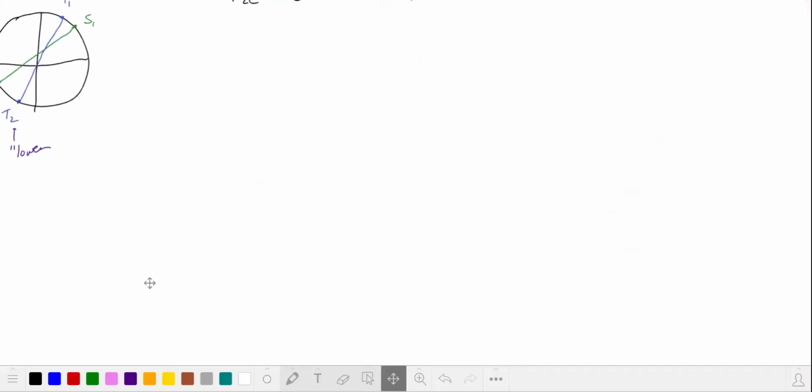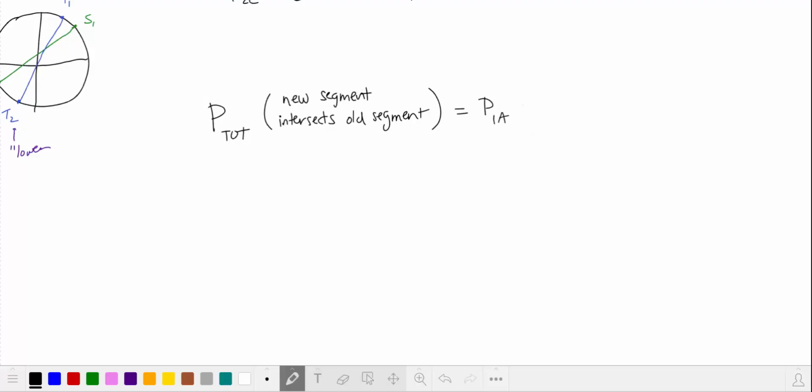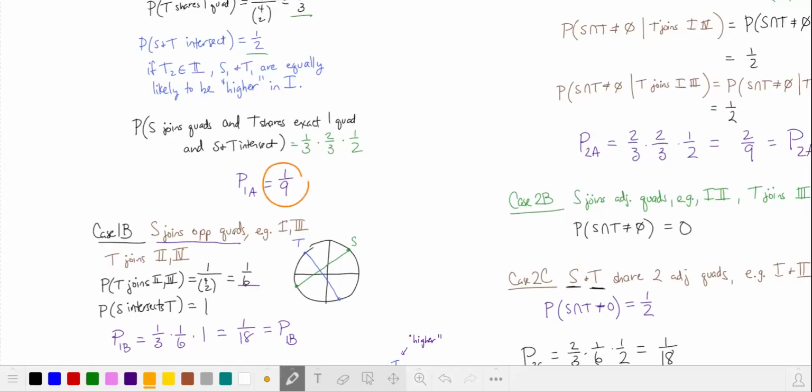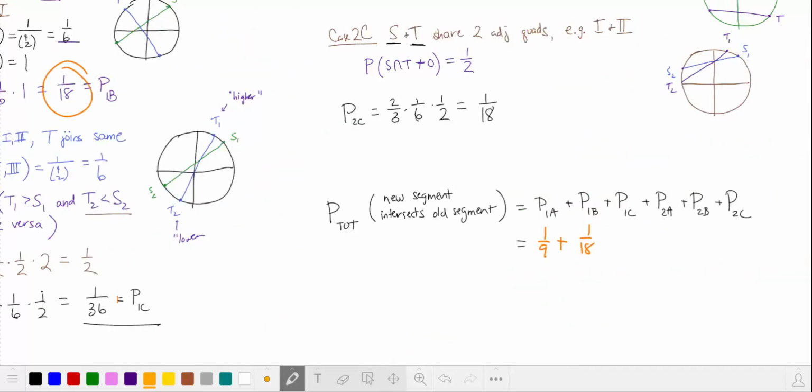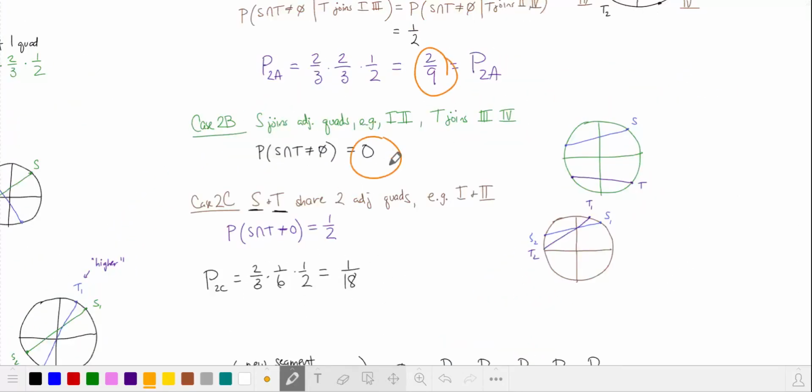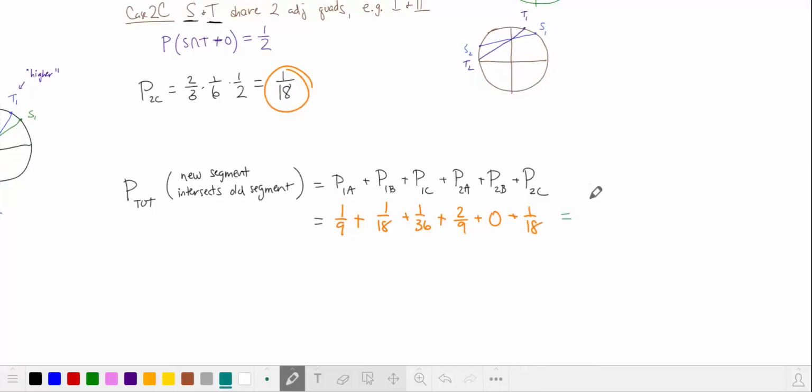So now in total, the probability that any new segment in our disk intersects a given old segment is going to be the sum of all of these probabilities that we just calculated. So let's find them. 1a was 1/9. Here's 1b, here's 1c, and then case 2. We have 2/9, this was 0, and 1/18. This adds up to 17/36.